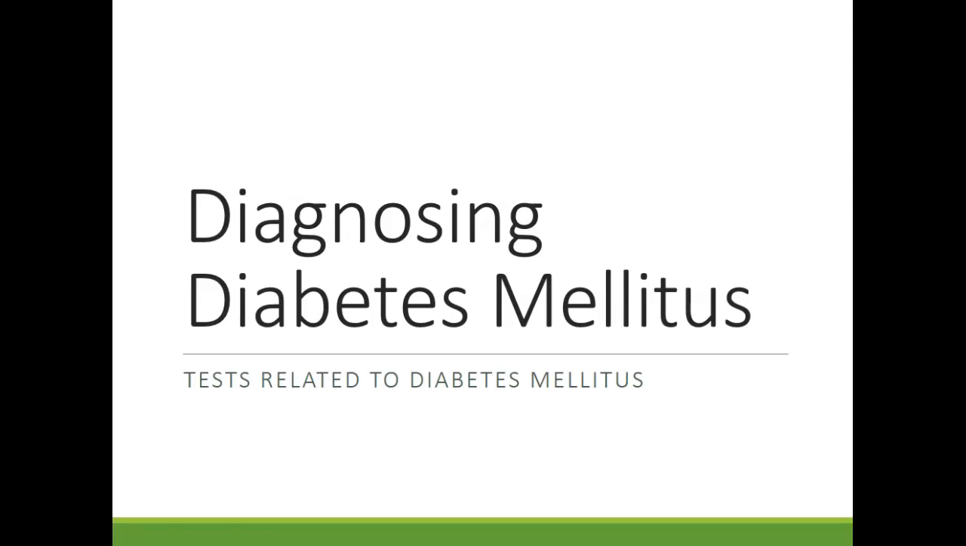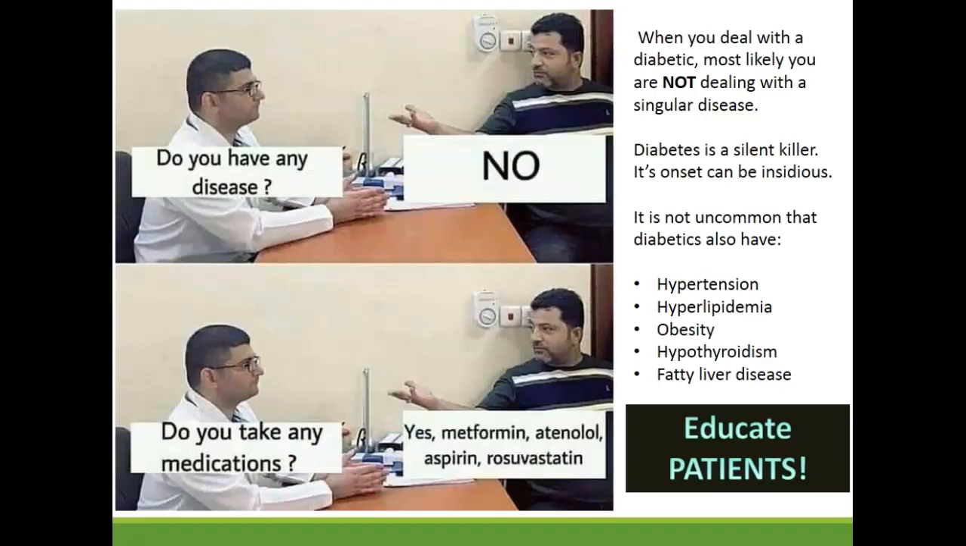Diagnosing, tests related to diabetes mellitus. Make sure you understand just the basic diagnosis. I love this slide. It really kind of talks to how unfortunate and how little patients may be aware of their current diagnoses, but their medications will say it all. It's not uncommon with those who are diabetic to have other comorbidities like hypertension, hyperlipidemia, obesity, hypothyroidism, and fatty liver disease. So it is your role, part of your role as a nurse is to educate patients.